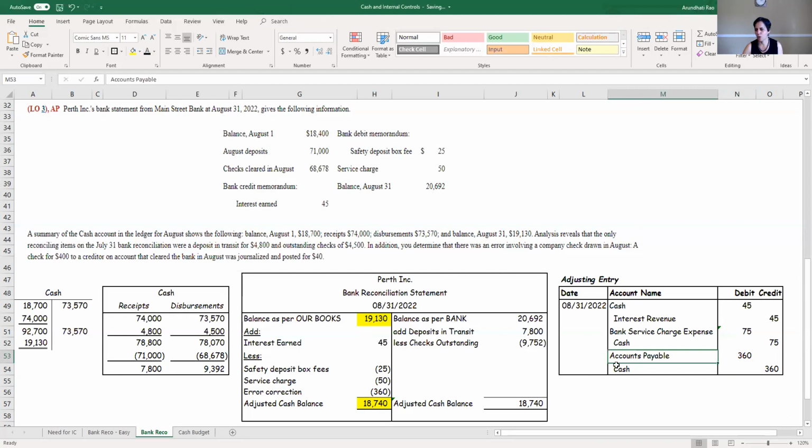So once I post these journal entries, the adjusting entries in my books, into my T accounts, the correct cash balance of 18,740 will appear at the end of August, and that's the number I take into my balance sheet on this date. Once again, this is not a very complicated problem. However, we did have to work out two numbers that were not given to us in this exercise. That's what makes this exercise slightly more complicated than the previous video.